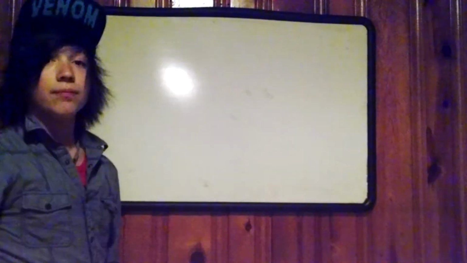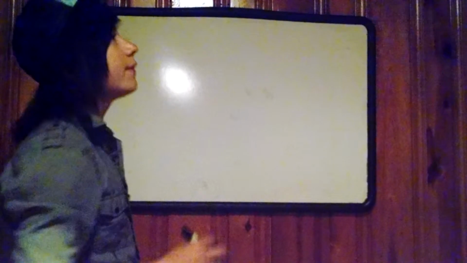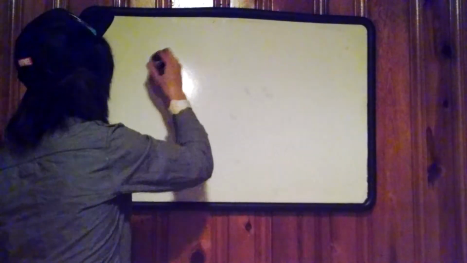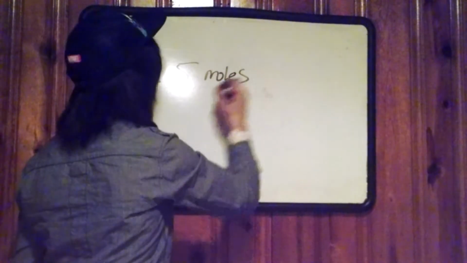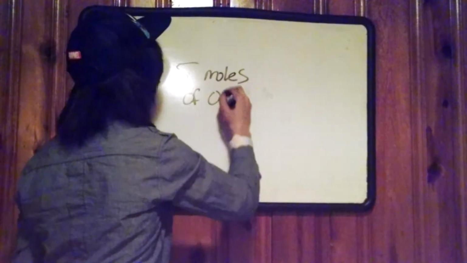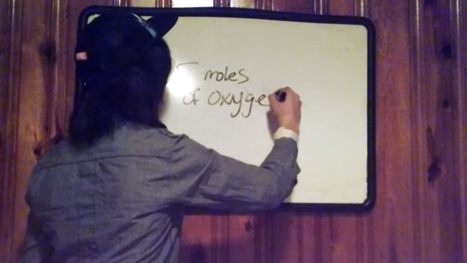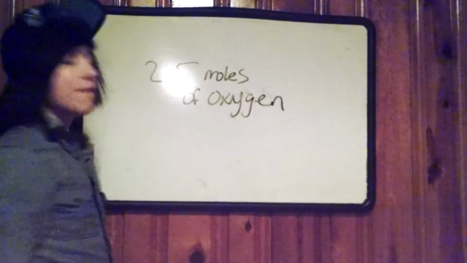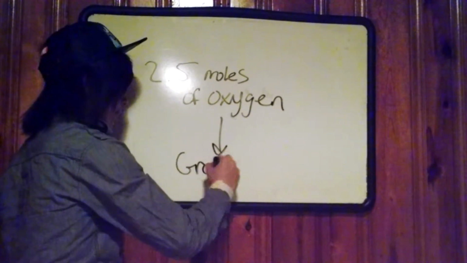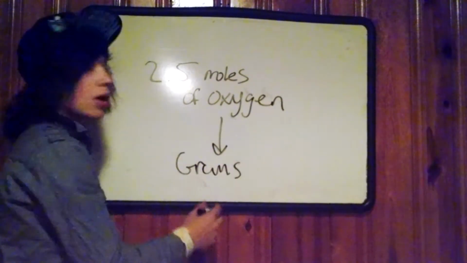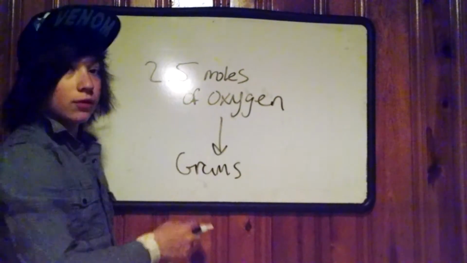Okay? Now that we know how to do grams to moles, now we can do moles to grams. So, let's say we have 2.5 moles of oxygen. Alright, so 2.5 moles of oxygen. And we want to convert that to grams. So we want to see how many grams of oxygen are in 2.5 moles.